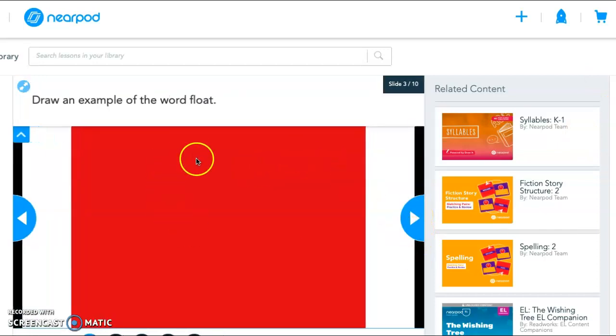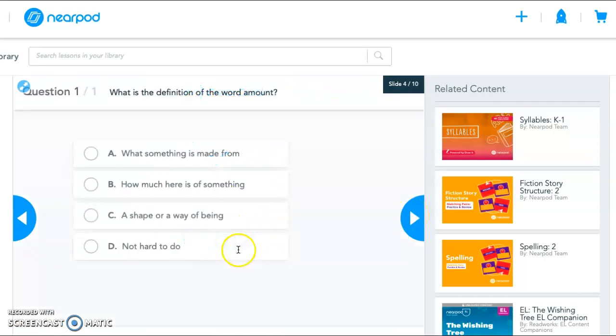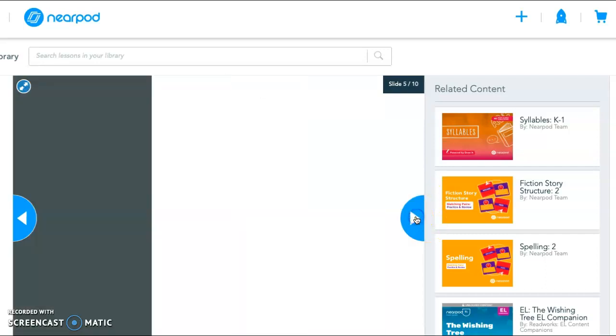And then next, I did a drawing activity where you would draw an example of the word float. So kids could draw a boat or a balloon or just something fun. And then I did a quiz, and this is great to test their comprehension of the word. And I put some in there that are similar to the actual definition of the word, and then some that are very far off, just to see what they would choose.